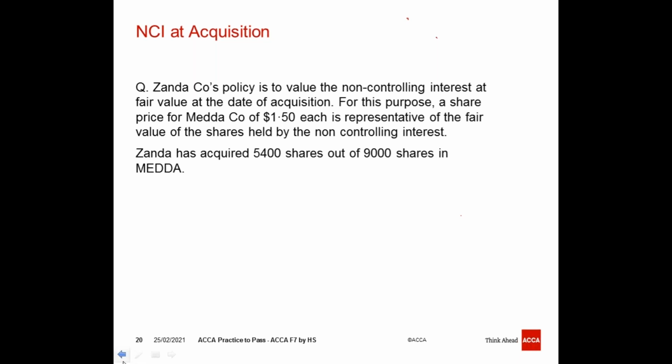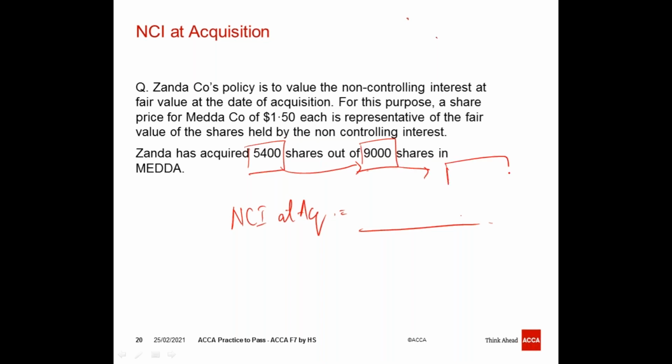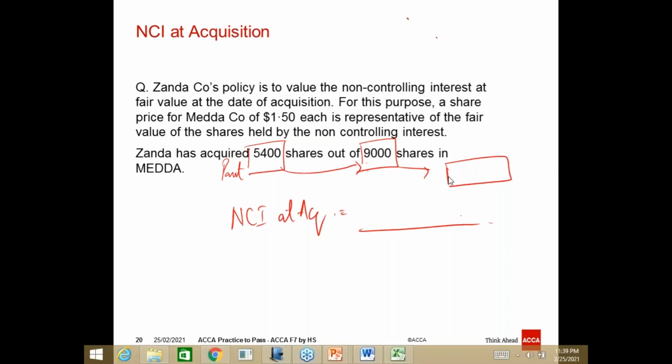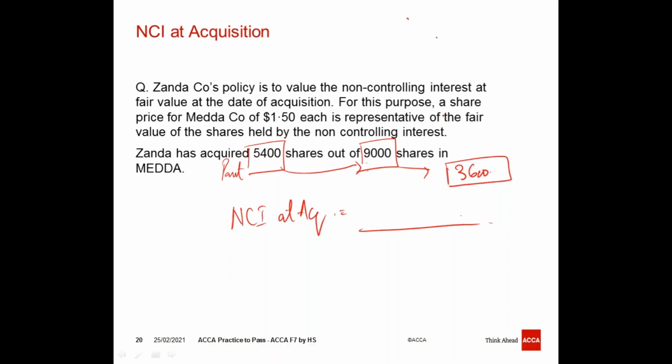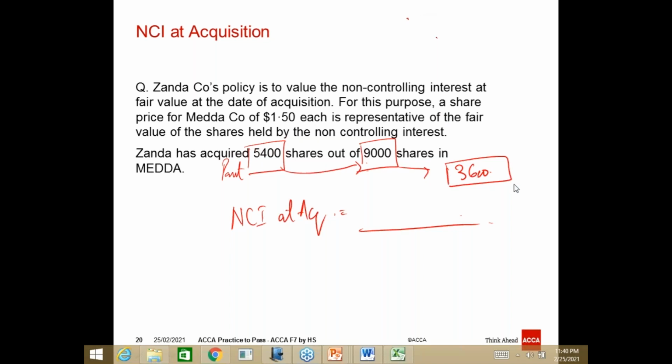So, one more adjustment related to this. Sometimes the examiner will ask you to calculate the NCI acquisition. The formula is very simple. You need to see how many shares the parent company has acquired and how many shares remain for the NCI. So out of 9,000, if 5,400 shares were acquired by the parent company, how many shares will be left for the NCI? It will be 9,000 minus 5,400, 3,600.